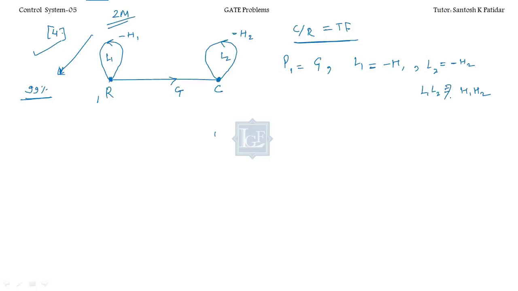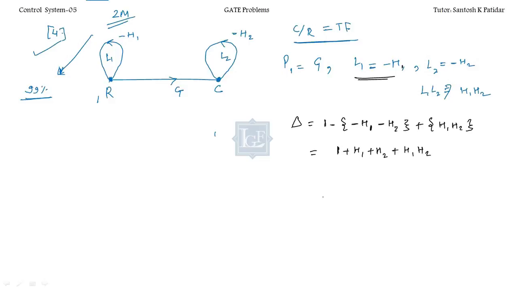Where is the twist? You will find the delta. If you have found L1 and L2, now you will find delta. Delta is 1 minus the sum of individual loops. So that is minus H1, minus H2. Is there any other one? No. Plus the non-touching H1 H2, perfectly fine. So we'll get 1 plus H1 plus H2 plus H1 H2. Correct? Your del is okay. Now you can find out the transfer function.